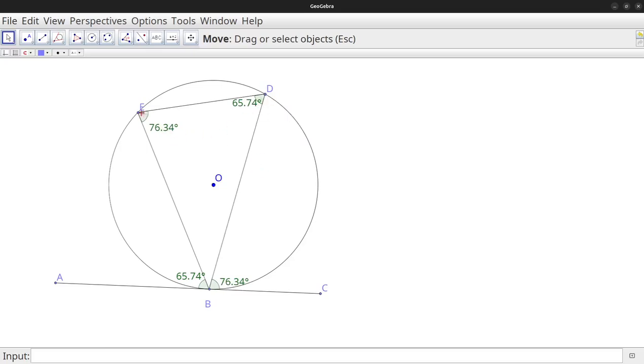We have a chord here. We have a tangent. So the angle between a tangent and a chord is equal to the angle subtended by the chord. Now, let's just try to prove this theorem. Let's go to a proper working space.